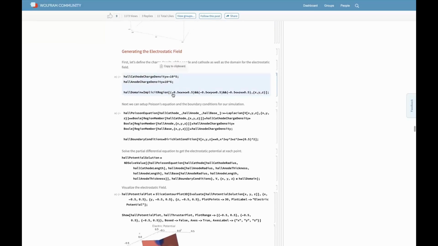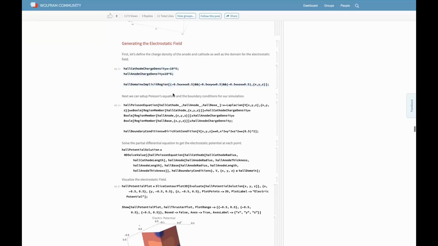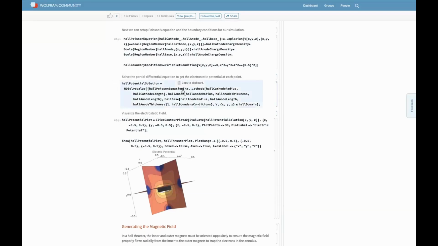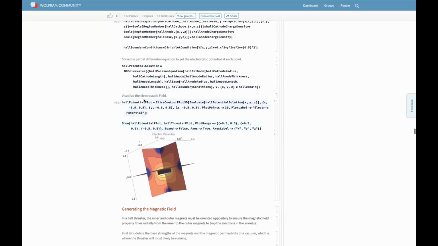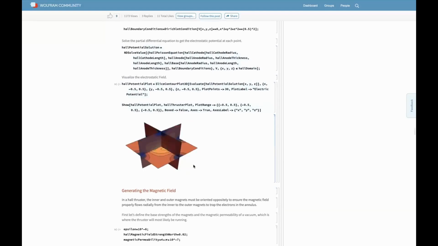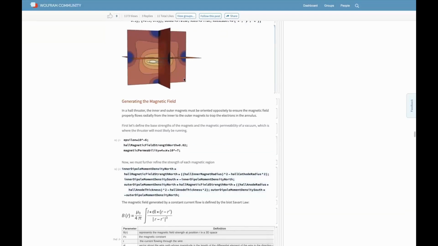And here we also need to generate the electrostatic field, just as above with the gridded ion thrusters. So we defined default charge densities that I found online. And same thing, I used the Poisson equation, and I found the potential and electric field for each point on the graph, and then I graphed it out. And you can see the electrostatic field.